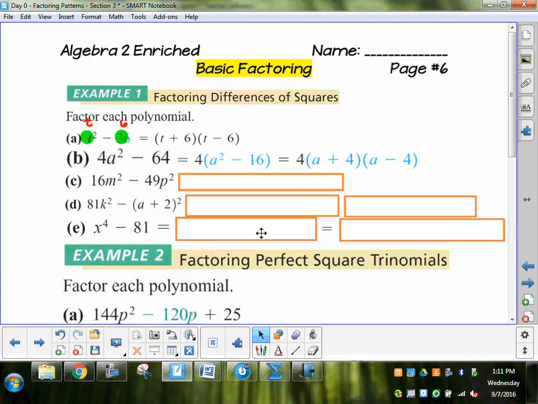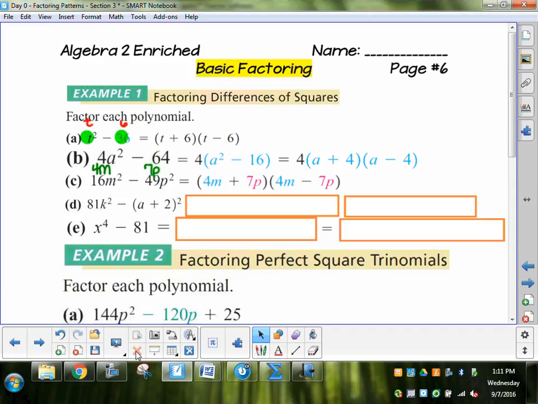So the left term, when you take the square root of 16m squared, would be 4m. The square root of the right, this would be 7p. And I'm going to put a plus and a minus between them. So my answer would work out to be 4m plus 7p and 4m minus it. So if you don't have that down, make the adjustment. Questions on those?